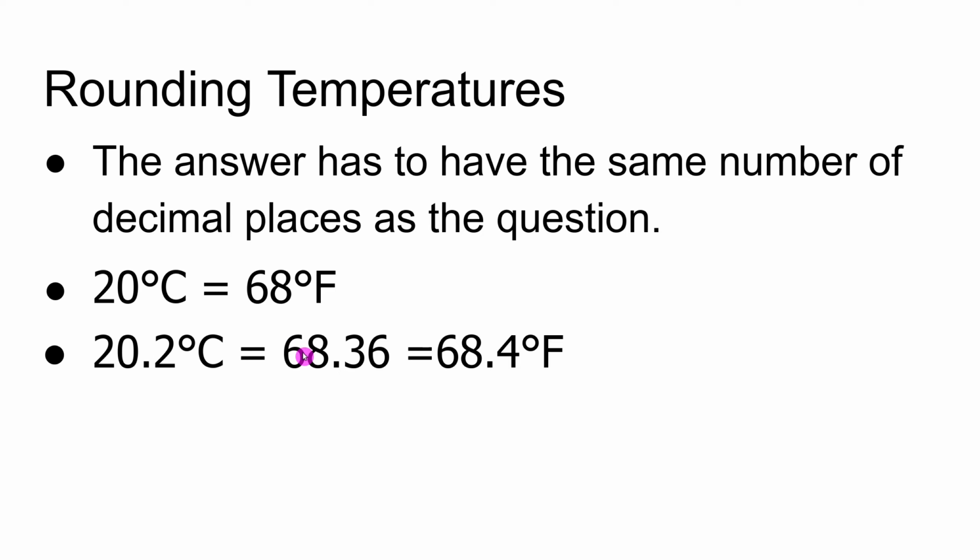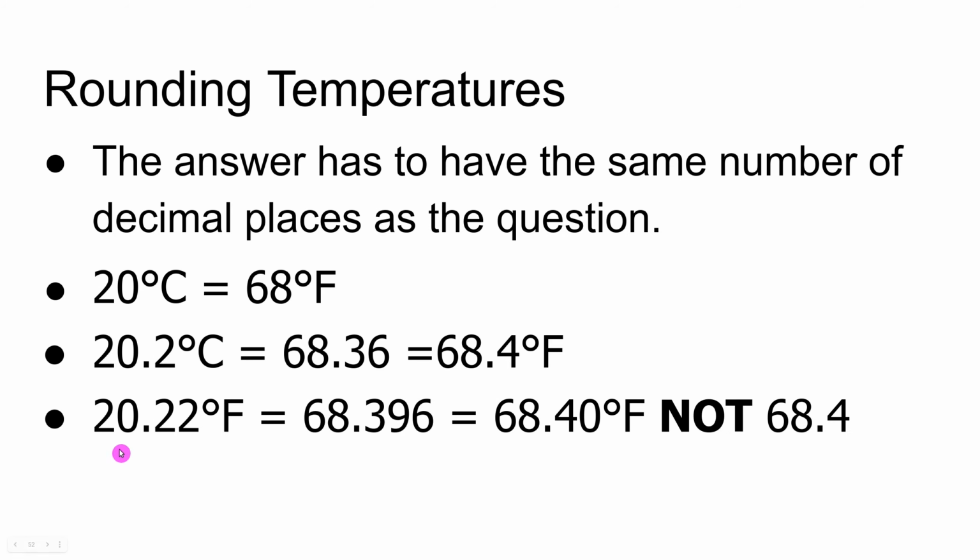If you tell me 68.36, that is wrong because it doesn't have the right number of decimal places. So for this lab, if I ask you to convert 20.2 degrees Celsius and you tell me 68.36, I'm going to take off points. If you tell me 68.4, that'll be perfect.